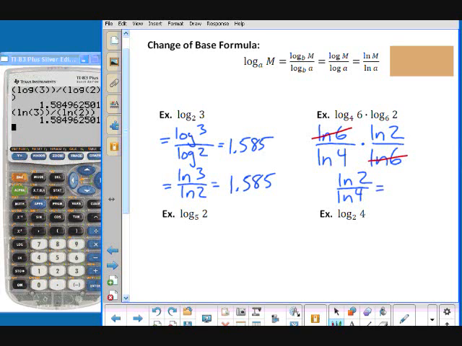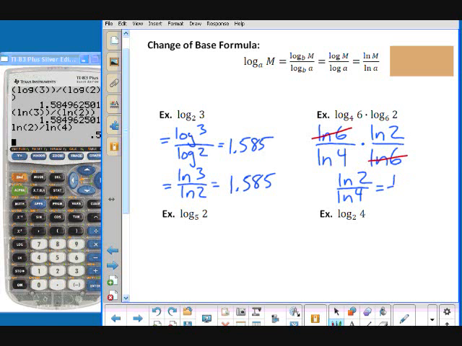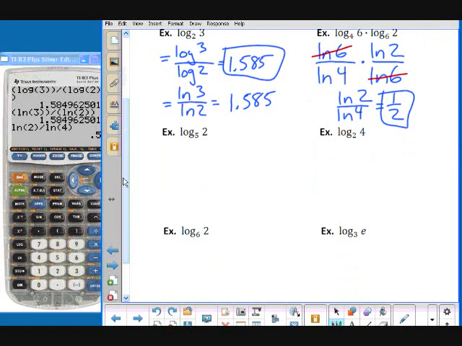And that I can just plug into my calculator. The natural log of 2 divided by the natural log of 4, and it gives me 1/2, 0.5. All right, and that is a coincidence that 2 divided by 4 is 1/2, and that I also got a 1/2 for the logarithm. Okay, that will not happen every time.